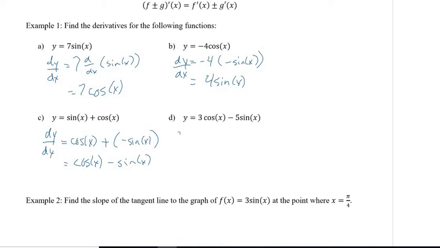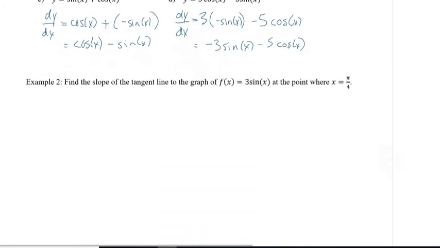And lastly, one more. Now we're just going to combine that constant multiple rule with some subtraction. So exact same idea. We're going to differentiate each term individually, but this time we have a constant multiple in front of each one. So this becomes 3 times negative sine of x, and then we have minus 5 times cos of x. Let's just simplify that really quick. That's going to be negative 3 sine of x minus 5 cosine of x. So that's pretty much it for differentiation.